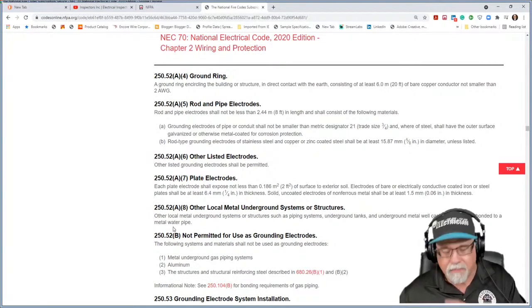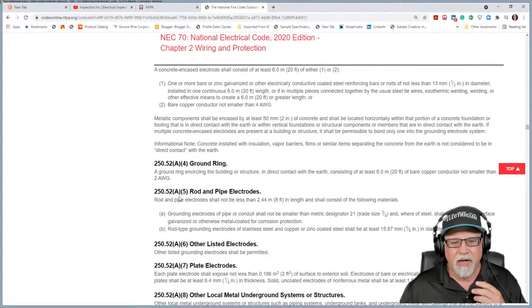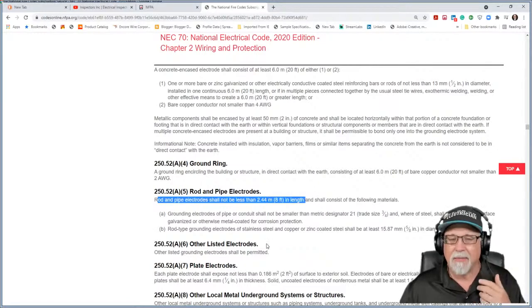Okay, we got that straight? All right. The next thing we're talking about is the ground rods. So here's the ground rod. It says ground rod electrodes shall be not less than 8 feet in length. Okay, so it's got to be 8 feet in length, not 6 feet.